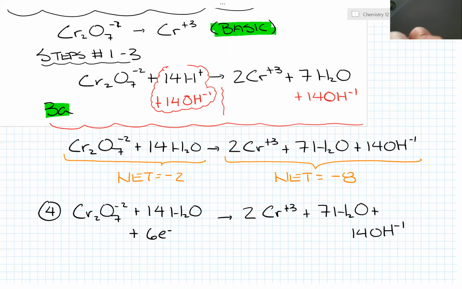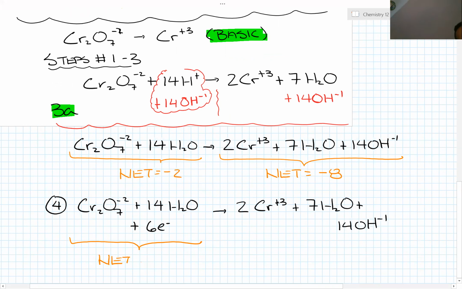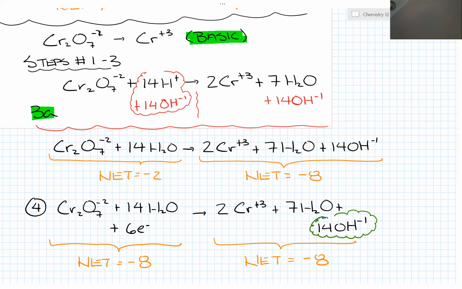So if we look at the net charge on both sides, here this is a net of minus 8. Here is a net of also minus 8. We are good. Okay, now it is basic. So you notice, let me put it into a different color pen so you can see it. You have OH minus 1, which makes sure that it is basic.